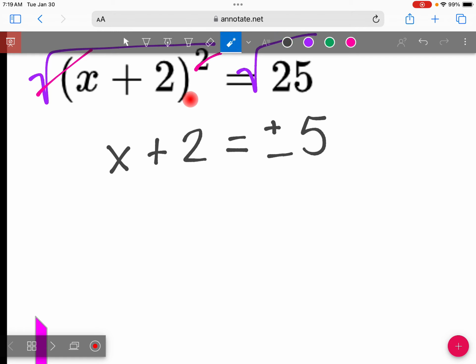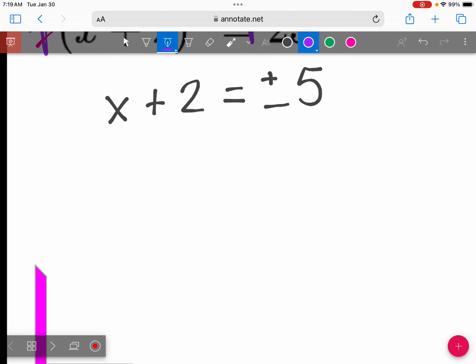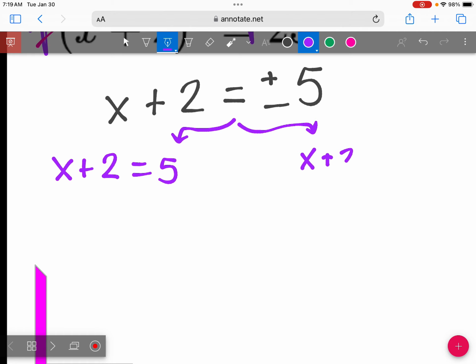Whenever we square root both sides of something, when we were solving, we had to put both options. Because it could have been that when this guy got squared, it was positive, or it could have been that this guy, when it was squared, was negative 5. So then we're going to split it into our two options, where we had x plus 2 could be 5, or we could have x plus 2 being minus 5.